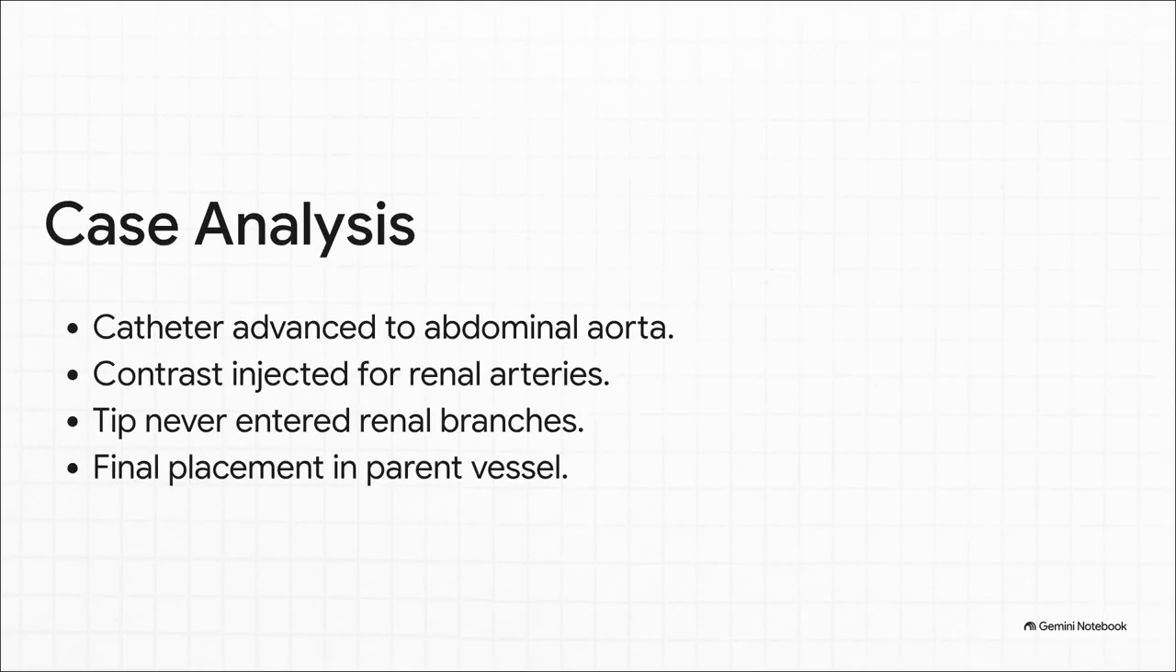The secret is entirely in the tip. If we look closely at the operative report, it states the catheter was placed into the abdominal aorta. Period. From that position, they injected the contrast. And yeah, sure, that contrast flowed into and visualized those branch renal arteries. But, and this is the crucial but, the physician didn't actually navigate the catheter tip into those branches. The tip stayed safely anchored in the parent vessel, the abdominal aorta. So because the final placement of the tip never left that main vessel, you absolutely gotta code this as non-selective.